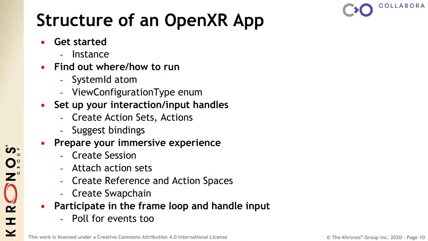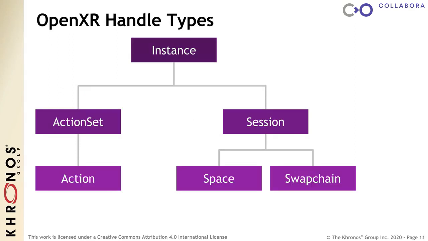Then, you set up your interaction. In OpenXR, this is done using action sets and actions. Finally, the last setup step is preparing the immersive experience by creating your session, attaching action sets, creating reference and action spaces, and creating your swap chain. Then, the frame loop handling input and events is the body of your application.